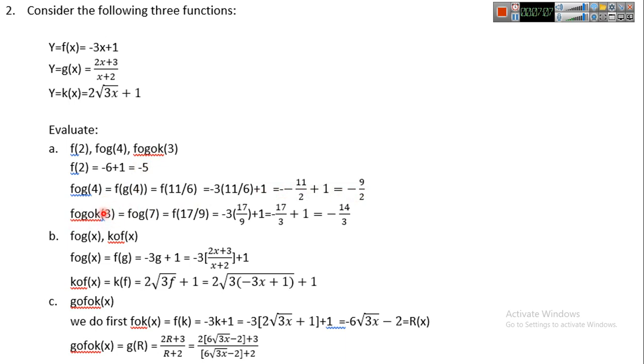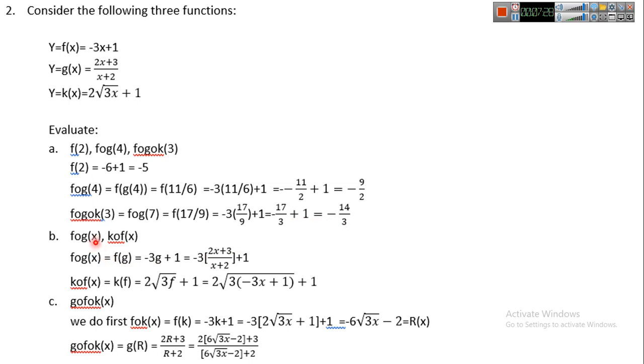I want f of g of k of 3. First of all, I do k of 3. K of 3, radical 9 is 3, times 2, 6 plus 1, 7. So k of 3 is 7. So I have now after g, g of 7. So 14 plus 3, 17 over 9. Then I have the last one, f of 17 over 9. I do it here, replace it, I get the answer.